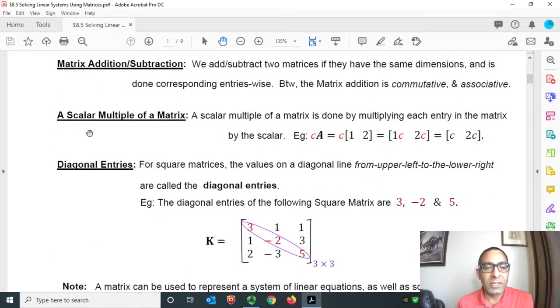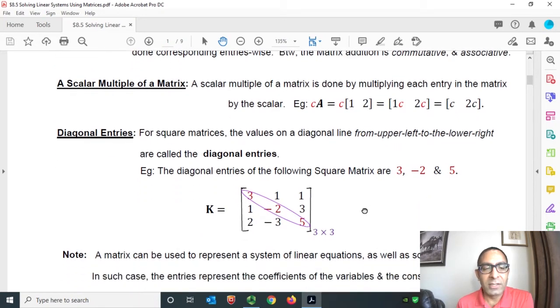Next, a scalar multiple of a matrix. A scalar multiple of a matrix is done by multiplying each entry in the matrix by the scalar. For example, our matrix A is 1, 2 and c is a scalar. When you multiply the matrix A by the scalar c, we multiply each entry by the scalar. So we have c times 1, c times 2. So the new matrix is cA. I hope this makes sense to you all.